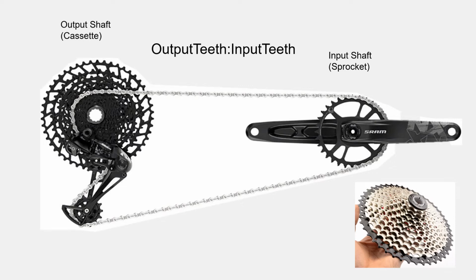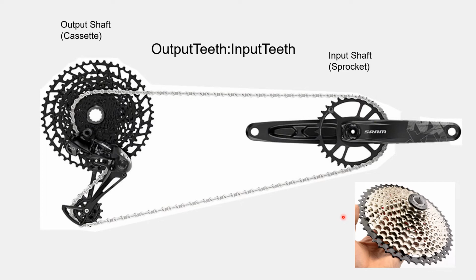On this picture, the front sprocket is the input gear, and it is a single gear that has 30 teeth. The output gear is actually a set of 12 gears stacked on top of each other, known as a cassette, that ranges from 10 teeth at the smallest gear all the way up to 52 teeth in the largest gear.